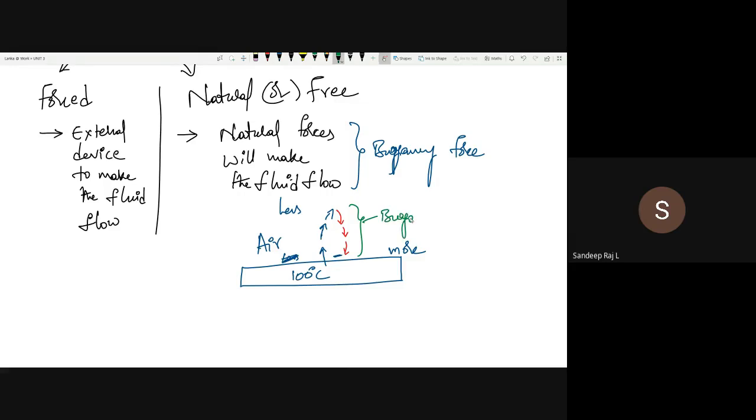You are not actually using some external force to make this air flow. This fluid flow is natural. Natural fluid flow is happening, that you call natural convection. So that's all about natural convection.